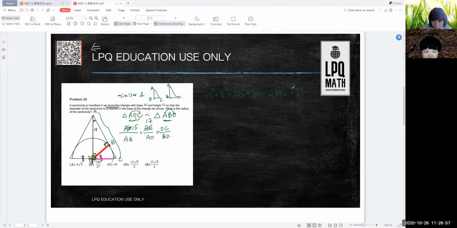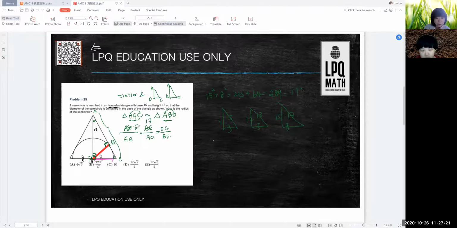There's one very important thing: there are some triangle sets, 3, 4, 5, and 5, 12, 13, and 15, 8, and 17. I want you to try to remember them, okay? Because it can save you a couple of minutes from calculating it.